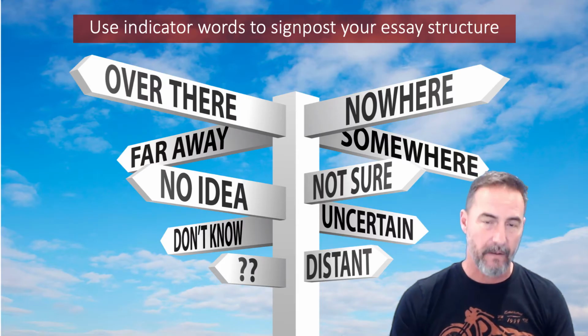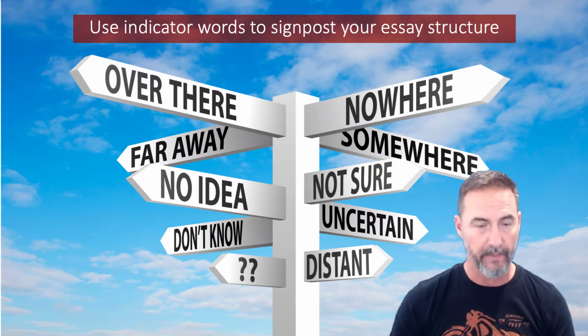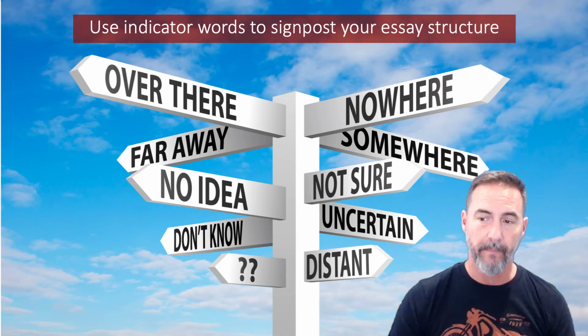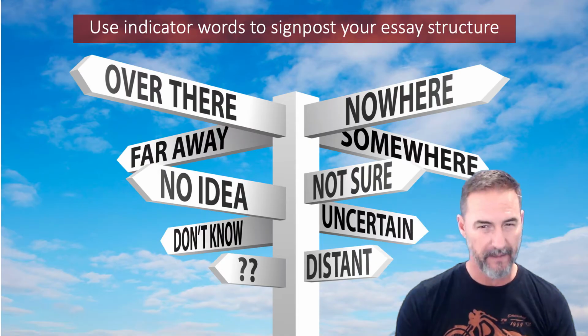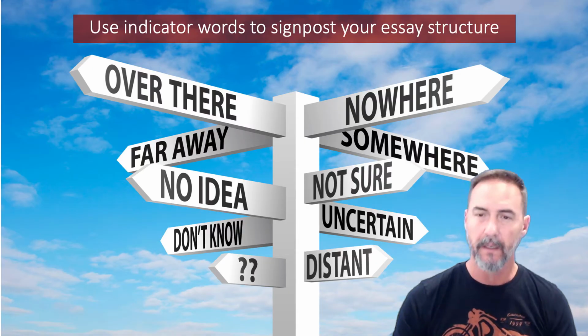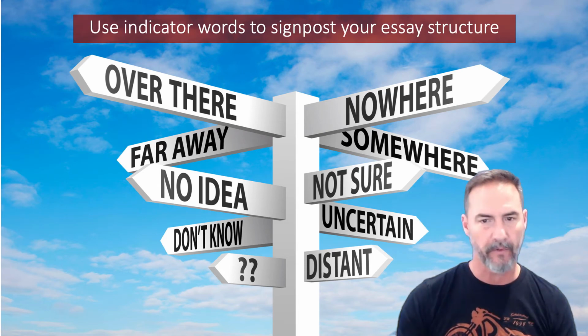Now, one part of structuring your essay is to use indicator words to signpost your structure. It's very frustrating to read an essay and to not at all be clear about why the material you're reading is there. What's its job in the essay? Why is this being said? It's much more effective if you can lay out initially why it is that you're saying these things, so that people can read it with some context.